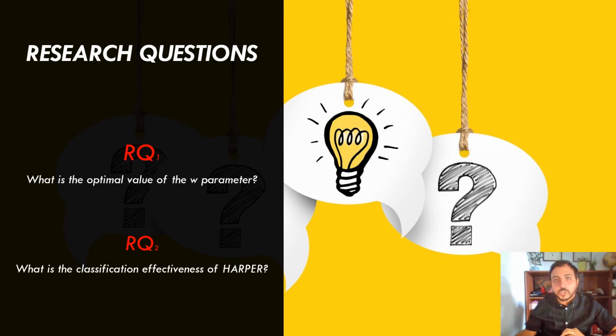With the second research question, we asked: what is the classification effectiveness of Harper? With this second research question, we wanted to evaluate the accuracy of Harper in the detection of congestive heart failure episodes in the context of the scientific literature. We also wanted to evaluate Harper with two different validation techniques, the intrapatient and the interpatient strategies. So we are going to present Harper.